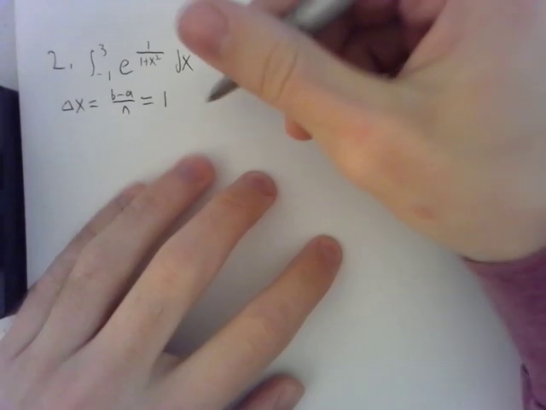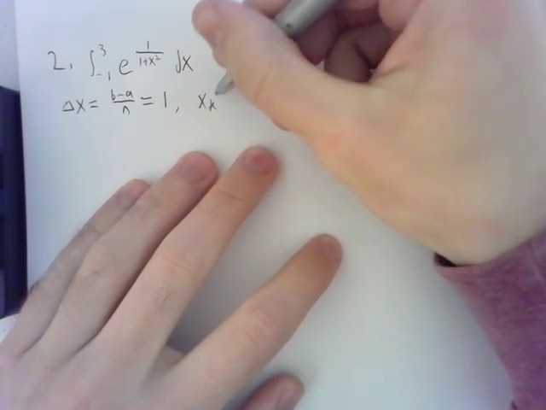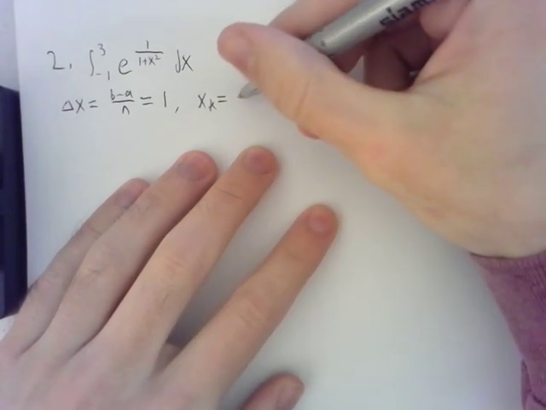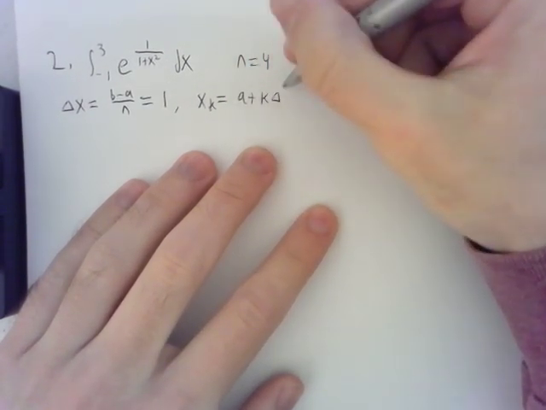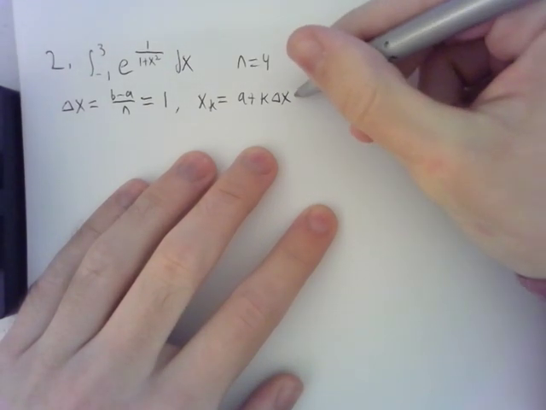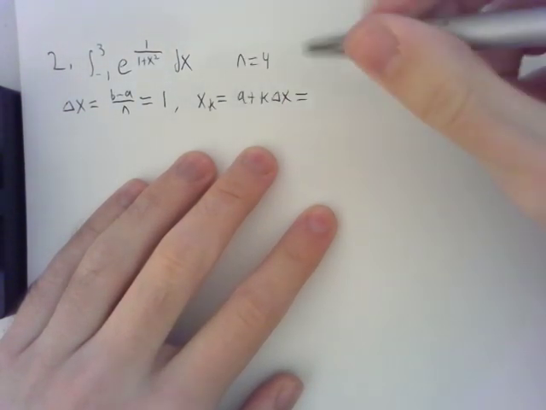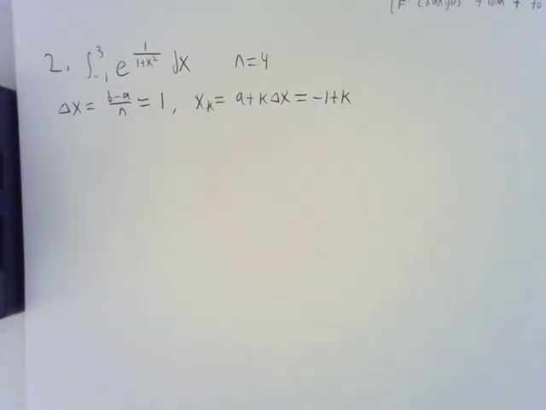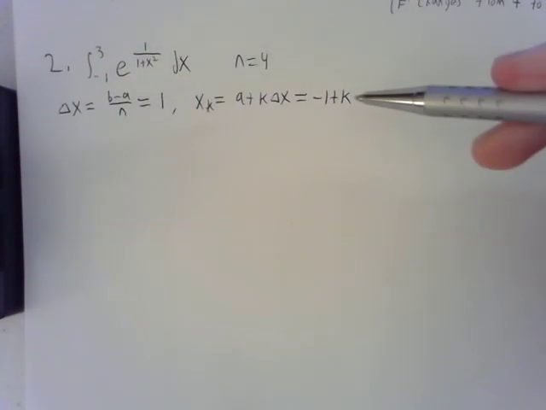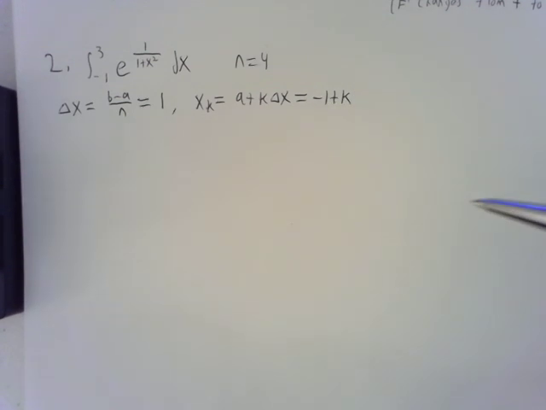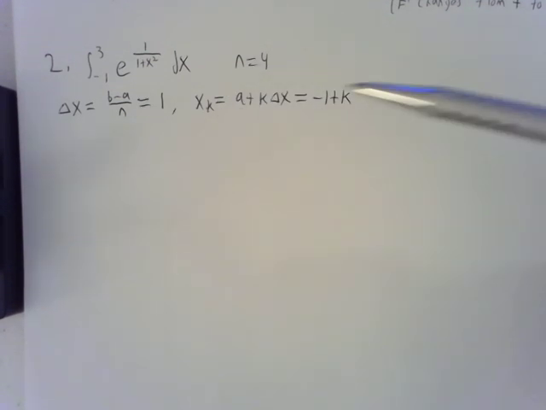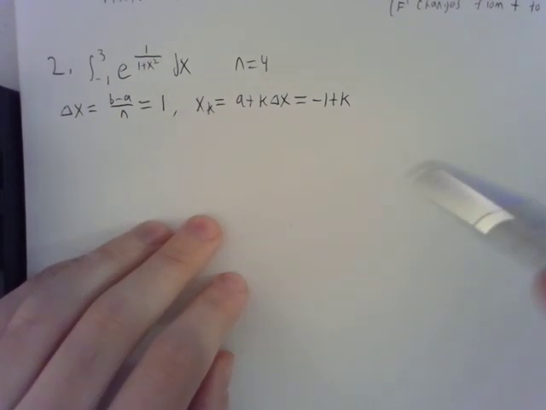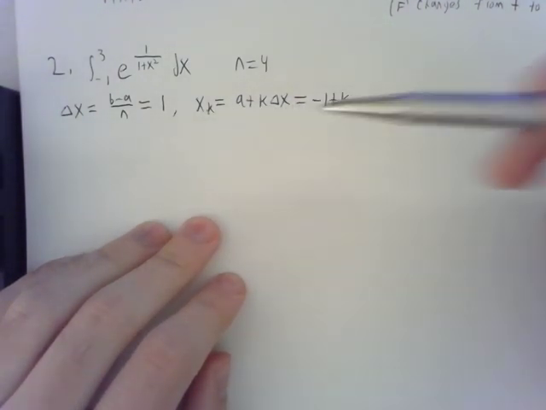And then xk is equal to a plus k times delta x. And so if we plug in what everything is, then this is -1 plus k. But now remember, this is not really what we want because these are the left and right hand points. We now have to figure out what are the midpoints for these subintervals. So to do that, we have to average the left and right hand points together.